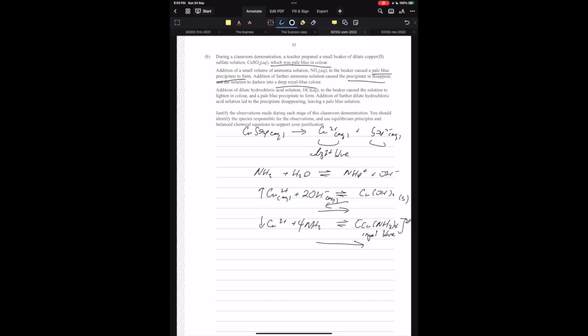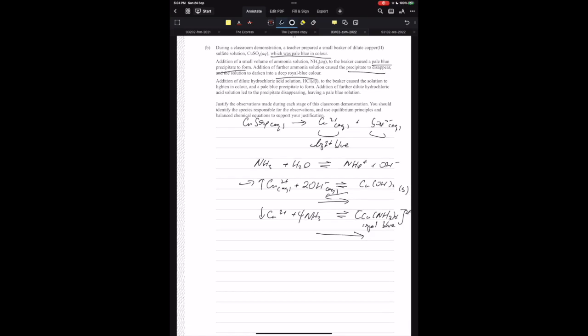So what's happening is the addition of excess NH3 has done 2 things. The first thing is it's formed a complex ion, which is a royal blue color, which is why the solution turns into that royal blue color. And the second thing is, because the NH3 has removed Cu2 plus from the solution, the first equilibrium here has to be forced backwards. And so more copper hydroxide dissolves and the precipitate disappears.